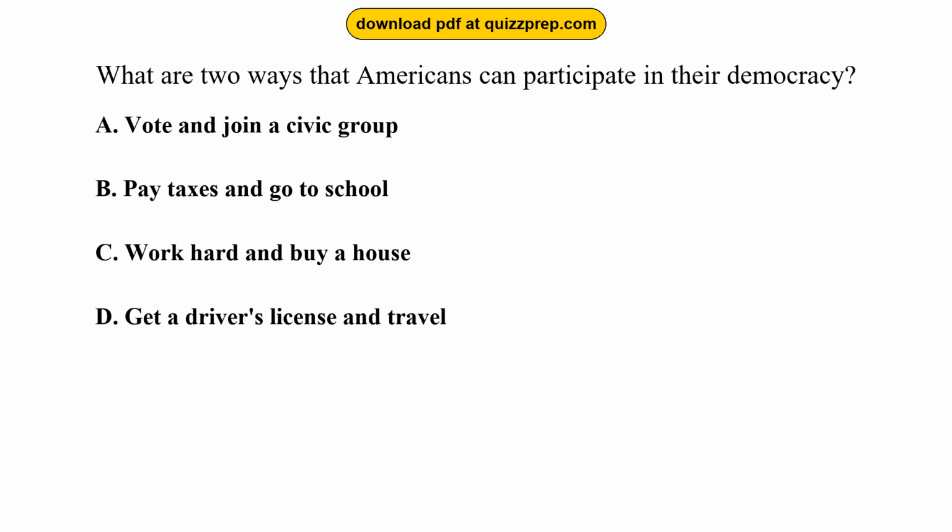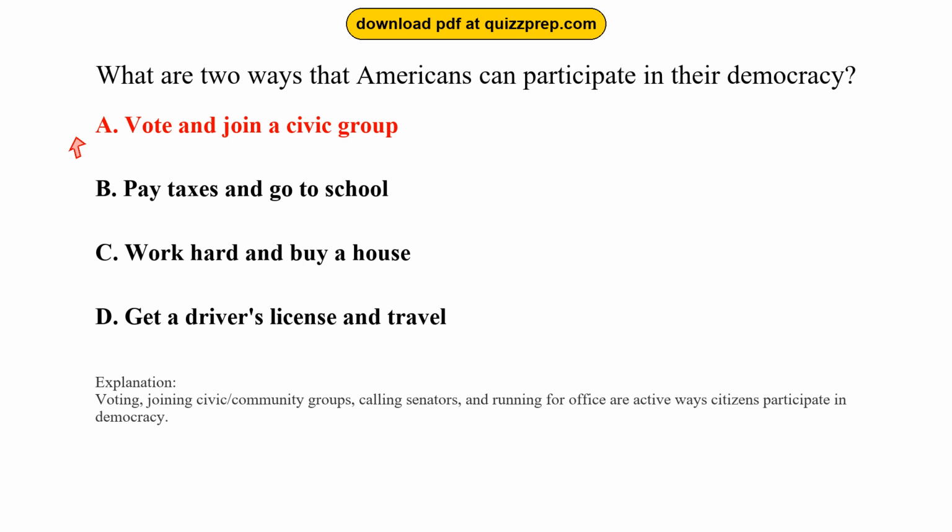Question 12. What are 2 ways that Americans can participate in their democracy? Option A. Vote and join a civic group. Option B. Pay taxes and go to school. Option C, work hard and buy a house. Option D, get a driver's license and travel. The correct answer is option A. Vote and join a civic group. Voting, joining civic/community groups, calling senators, and running for office are active ways citizens participate in democracy.